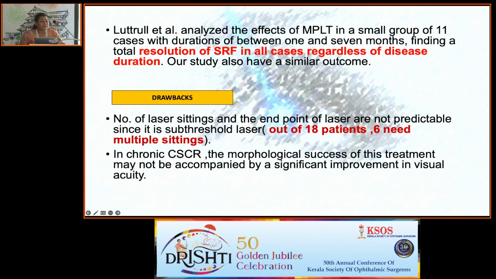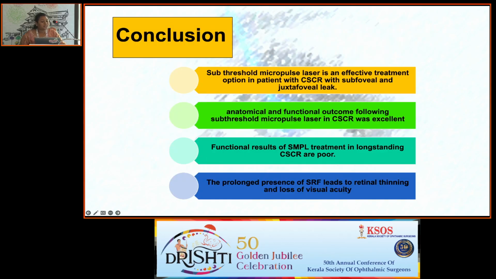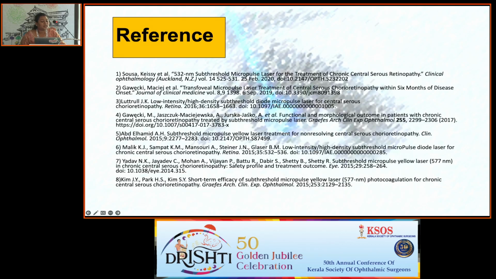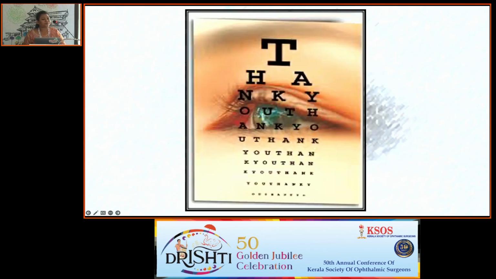In our study, out of 18 patients, 6 needed multiple sittings. In chronic CSCR, the morphological success of the treatment may not be accompanied by significant improvement in visual acuity. Conclusion: subthreshold micropulse laser is an effective treatment option for patients with CSCR with subfoveal and juxtafoveal leak. Anatomical and functional outcome following subthreshold micropulse laser in CSCR was excellent, and the functional result in long-standing CSCR is poor. The prolonged presence of SRF leads to retinal thinning and loss of visual acuity. These are my references. Thank you.